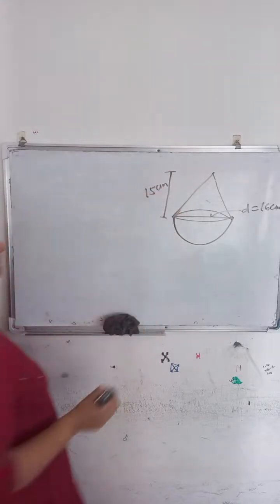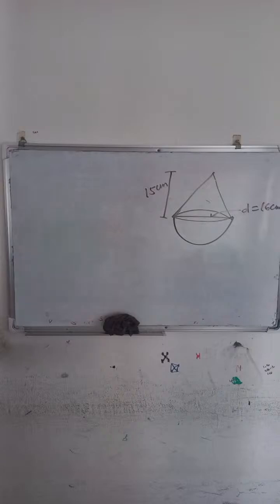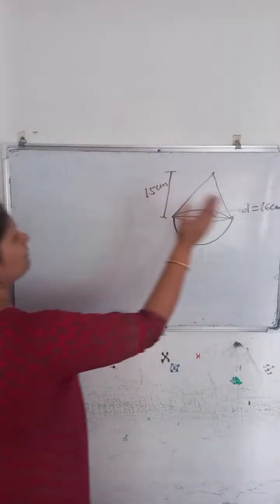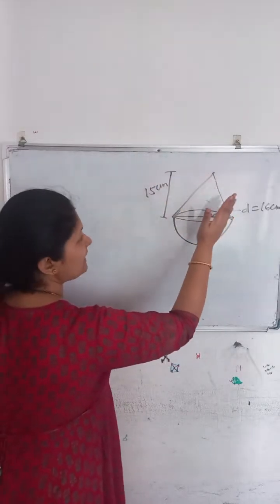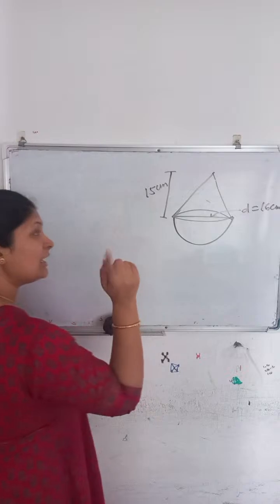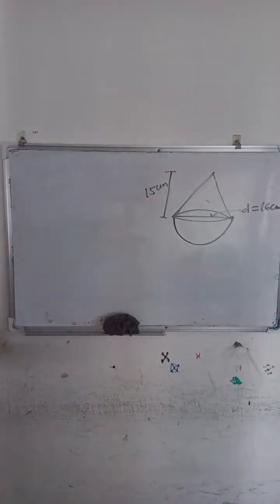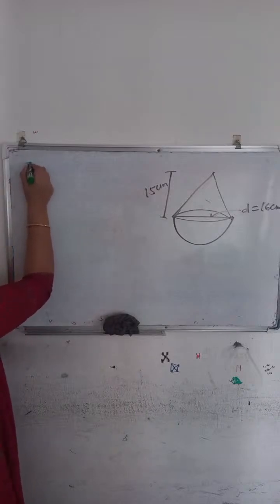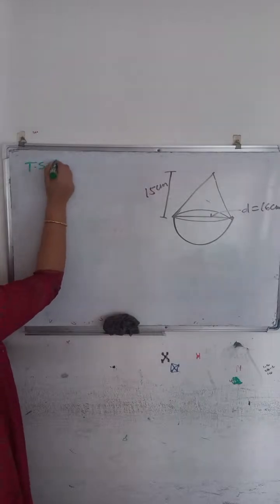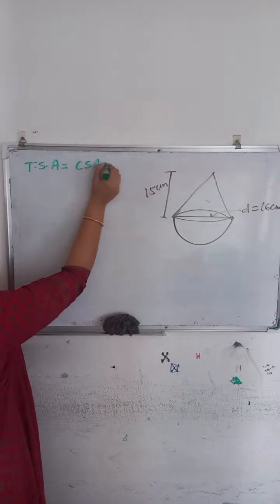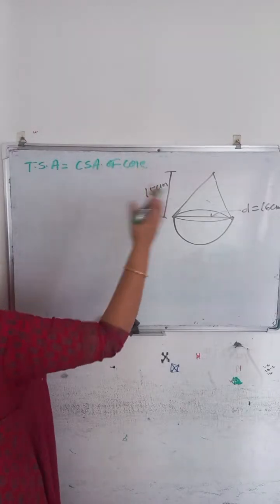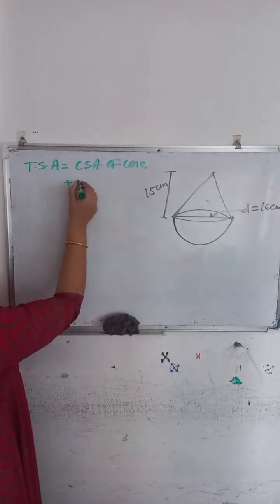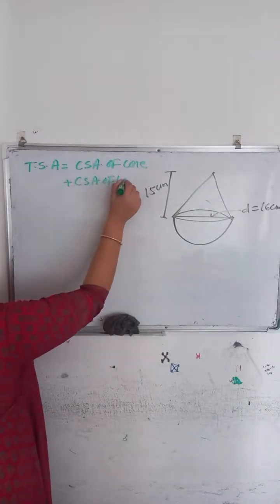centimeter. Now they are asking for the cost of painting this entire toy, which means we take the CSA of the cone and the CSA of the hemisphere, calculate and add them, then only you will get the total. Add it and multiply by the amount given, so you will get the total cost. So here we can find the total surface area. Total surface area is nothing but CSA of a cone plus CSA of a hemisphere, because we are painting only the outer part, correct?